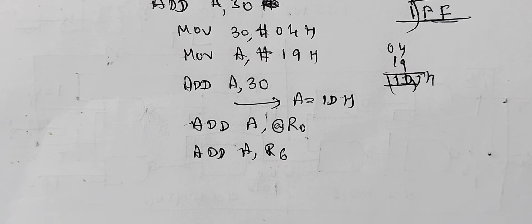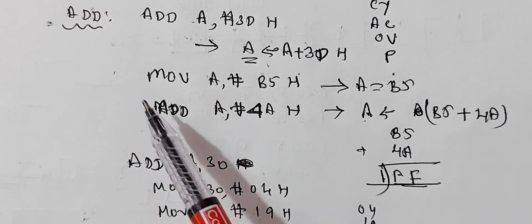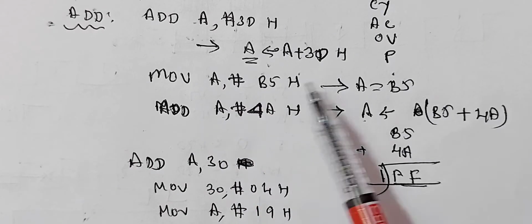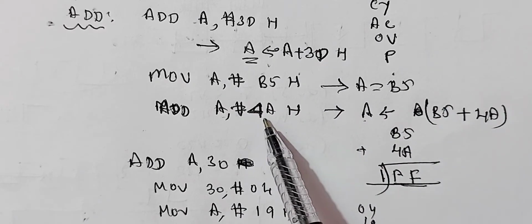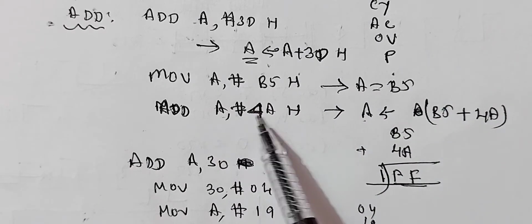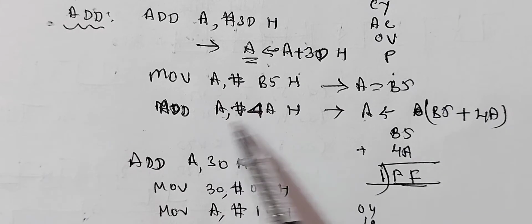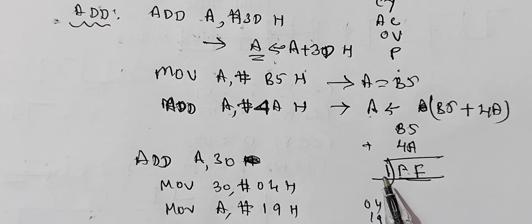Now during this addition some flags are affected. How are the flags affected? I will explain this with an example. Take this condition. First, load the content B5 into A, so A equals B5. Now ADD A, #4A. The number 4A is added with the content B5 present in A. Then the addition is FF with a carry 1.